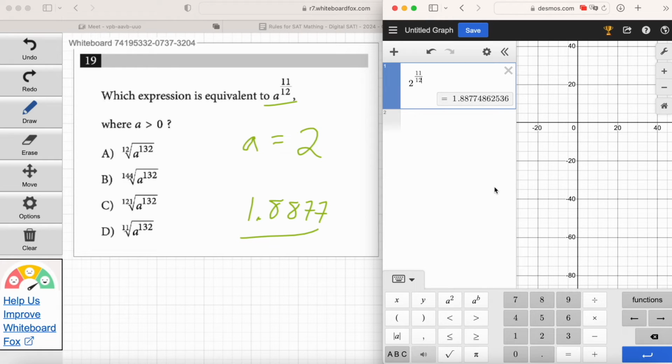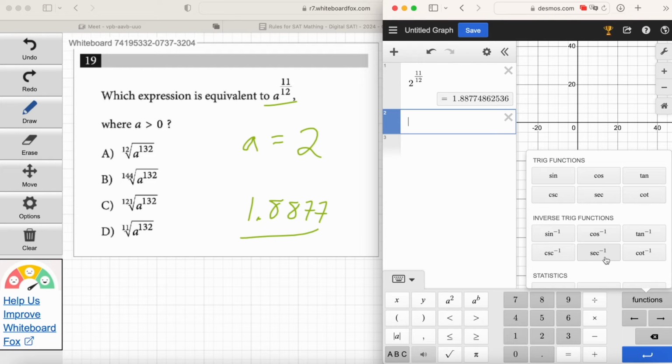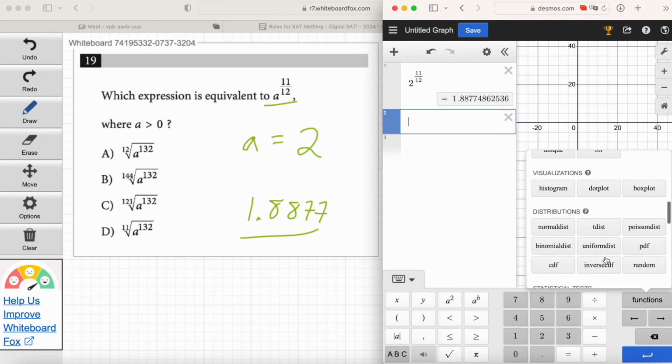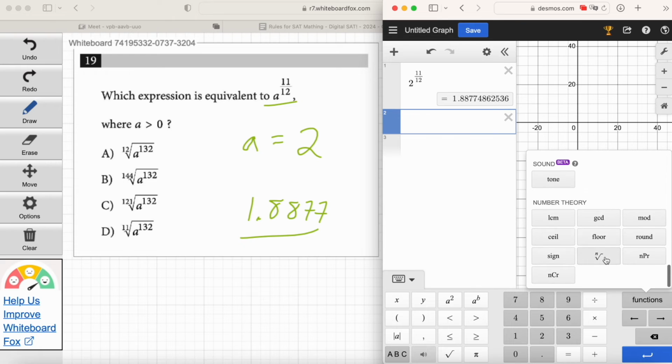Any questions about that, or is that pretty clear? That's clear. Okay, great. Now let's test these answer choices. We've got to be able to navigate Desmos here because there is a way to do these weird roots. You've got to go to that functions button here, and if you scroll all the way to the bottom of the functions, you see this root N button at the very bottom.